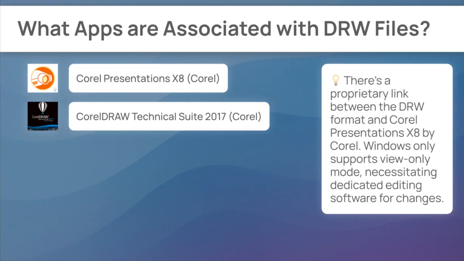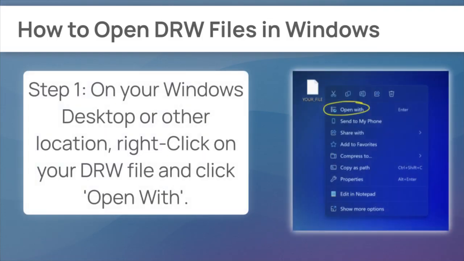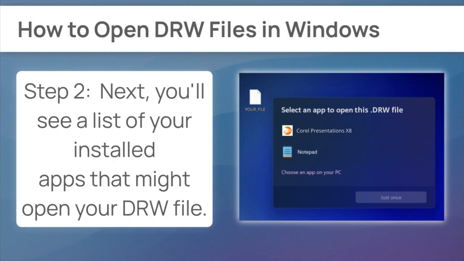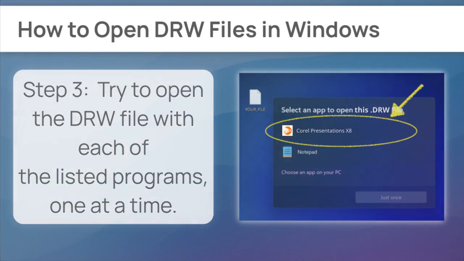Windows cannot interpret complex design formats natively, requiring proper applications. We're testing the system's interpretation of the file's data. Right-click the DRW file and click Open With. Test Corel Presentations X8 first. If it's unavailable, choose another program. The right tool is key.